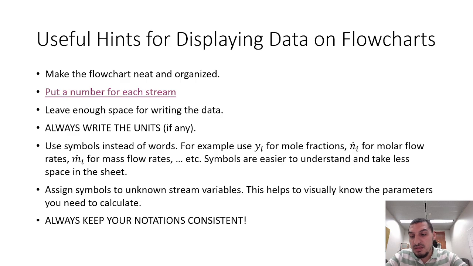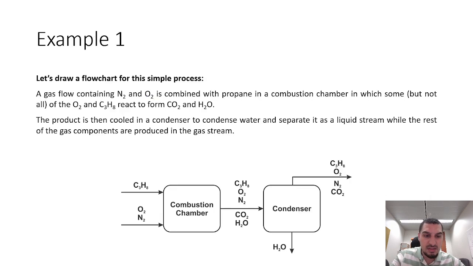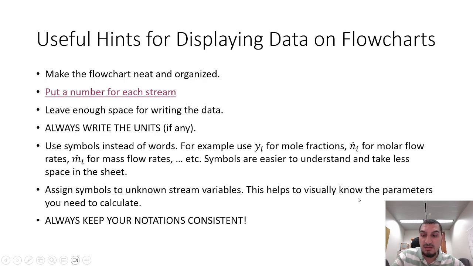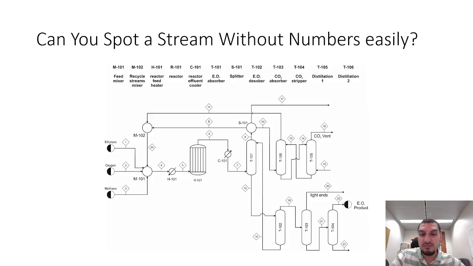The last thing is to keep our notations consistent. If I go back to this example, if I use O2 for oxygen, I keep it O2 for all oxygens. If I use CO2 for carbon dioxide, then I keep it CO2 for all carbon dioxide in all the streams. This is something that is very, very critical, because if you change the notations, then you might think that this is another component.